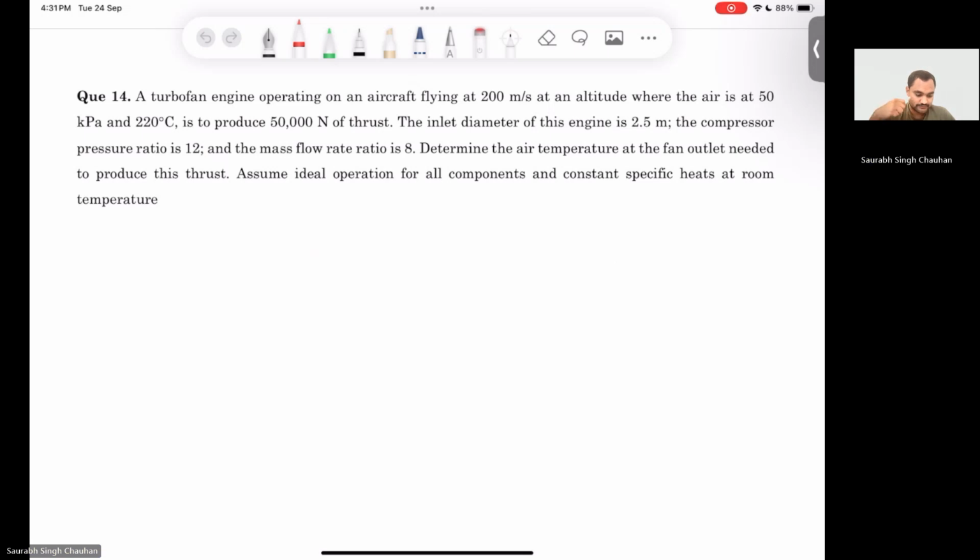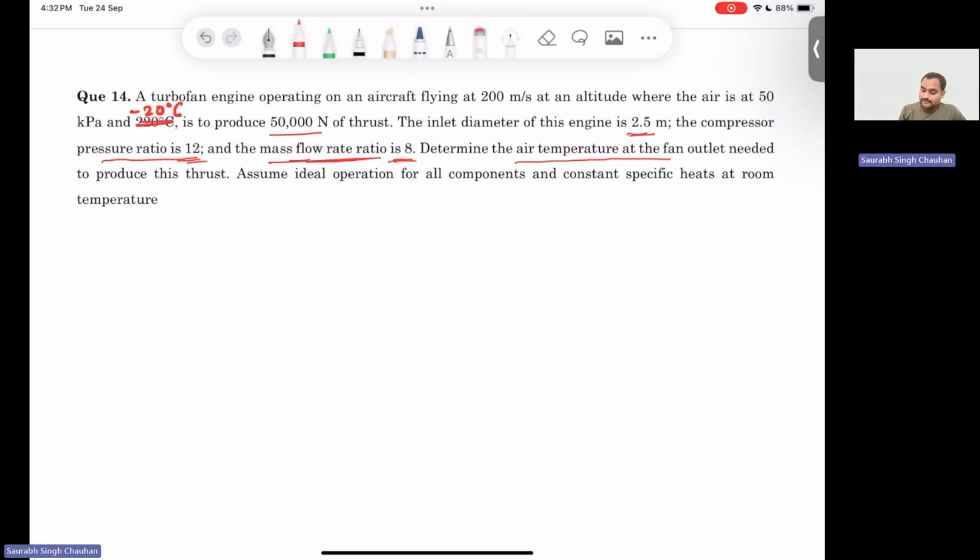So this should not be 220. This should be some negative. Okay, let us proceed with minus 20 degrees Celsius. Okay, so the air pressure is 50 kilopascal and temperature is minus 20 degrees Celsius. So the turbofan engine operating on an aircraft flying at this speed, is to produce 50,000 Newton of thrust. The inlet diameter of this engine is 2.5 meter. The compressor pressure ratio is 12, and the mass flow rate ratio is 8.